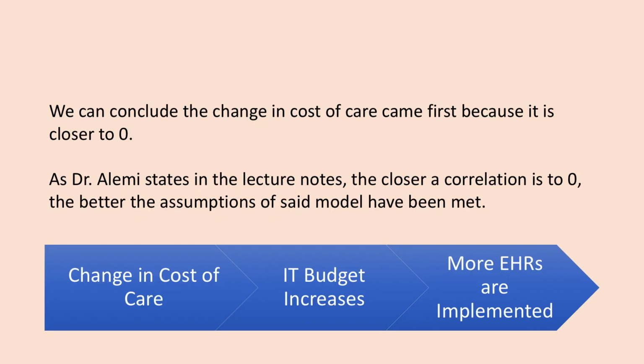We conclude that the change in cost of care came first, because as Dr. Lemmy states, the closer a correlation is to zero, the better the assumptions of said model have been met. A change in cost per patient could have led to an increase in the budget for the Office of Information. This could mean more computers were bought, more IT personnel was hired, or more facilities were designated for the office. As a result of all of this, more EHRs were implemented.